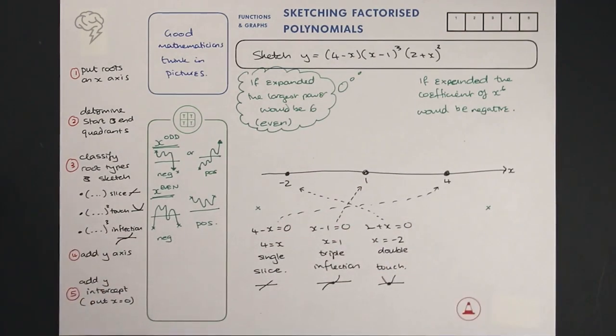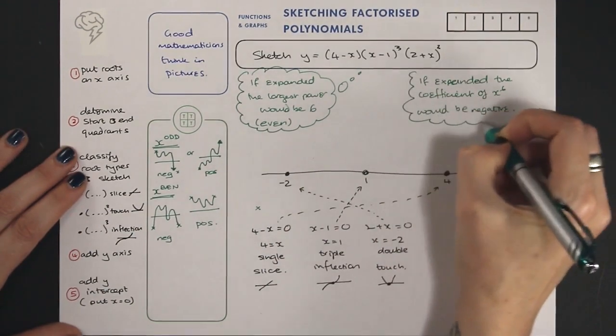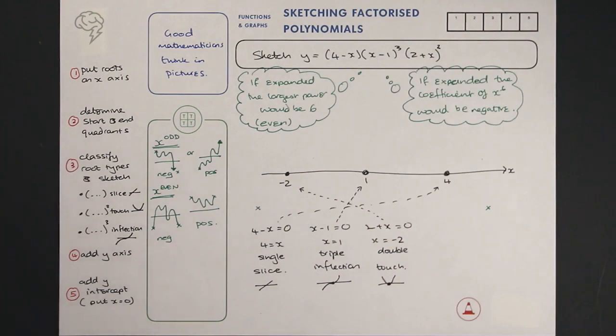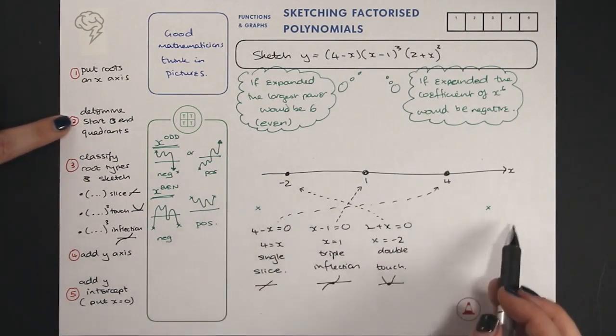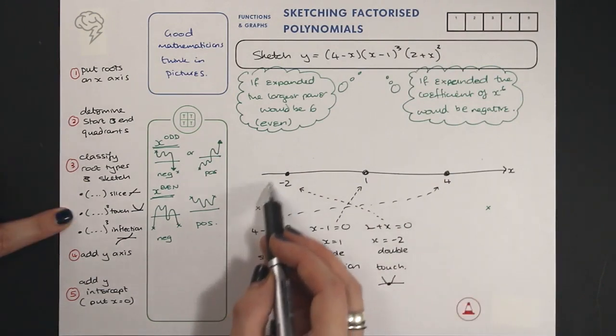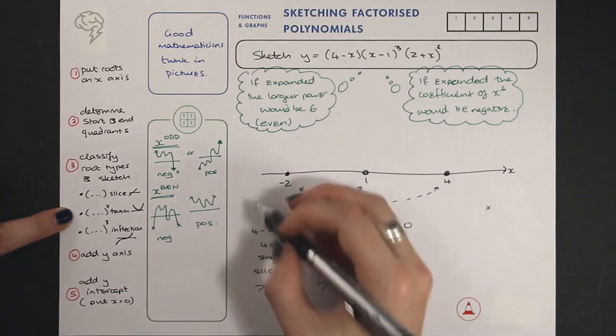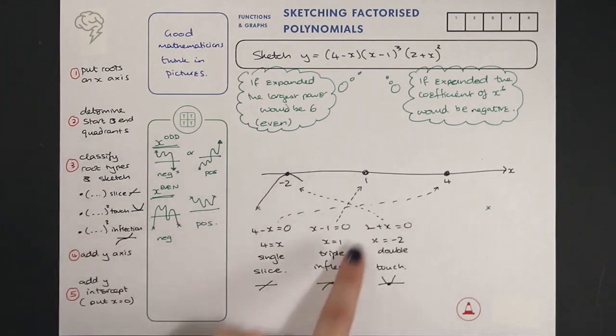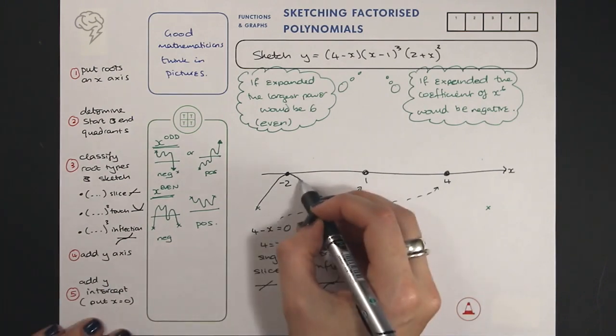Now, we've almost finished. We've basically done all the thinking that we need to do. We just need to literally join those dots up. So we're going to sketch. Now that we've classified them, we know where it's going to start and end. We can just go ahead and sketch. So we'll go up towards this 2. That's going to be a touch. Okay, now I'm going to go towards the 1. The 1 is going to be an inflection.